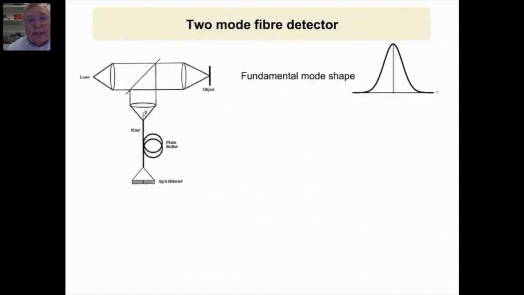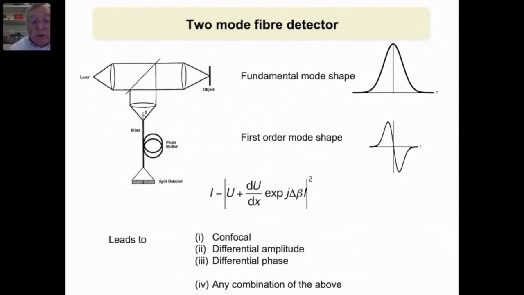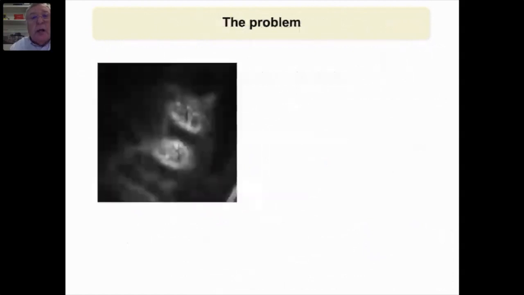It gets more interesting. I'm not going to go into this in any great detail. If instead of using a fiber which supports just one mode, we have one which supports both the fundamental and the first order, then you can form an image which is a combination, and you can separate out the various components of both a confocal image, a differential amplitude image, and a differential phase image, or any combination of the above. So one can actually be slightly more imaginative than a simple pinhole.